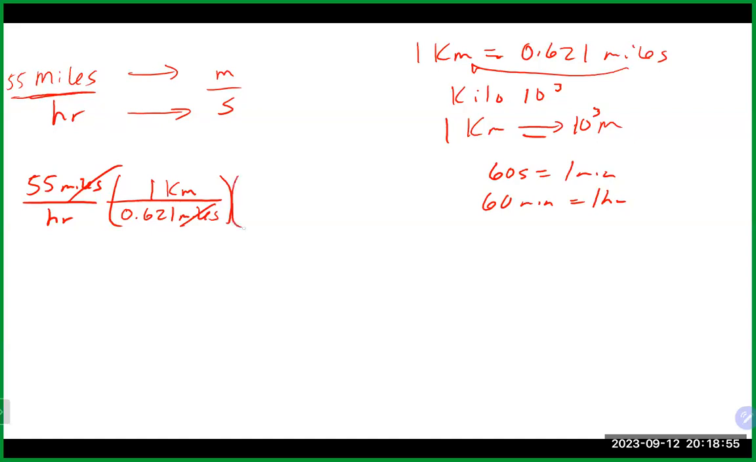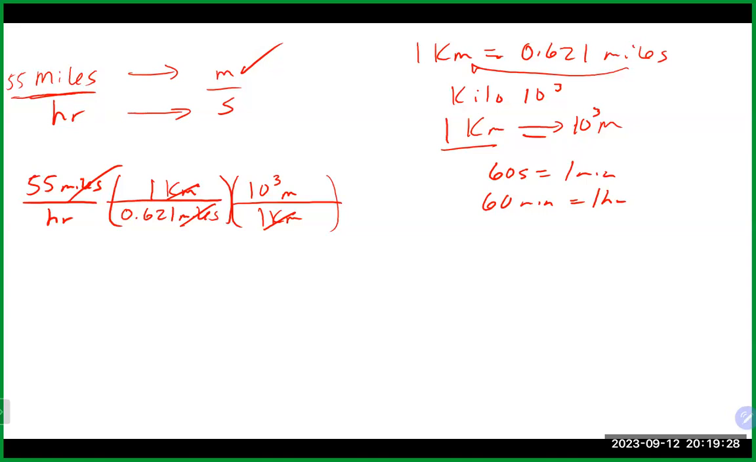By setting it up like this, I can clearly see that kilometers are up on top. To get rid of it, I need to go opposite, which means I put my 1 kilometer on the bottom and my 10 to the 3 meters up on top. Kilometers and kilometers cancel. Now I have meters on top, which is what I want, and I still have hours on the bottom. So I took care of the top part of the conversion.